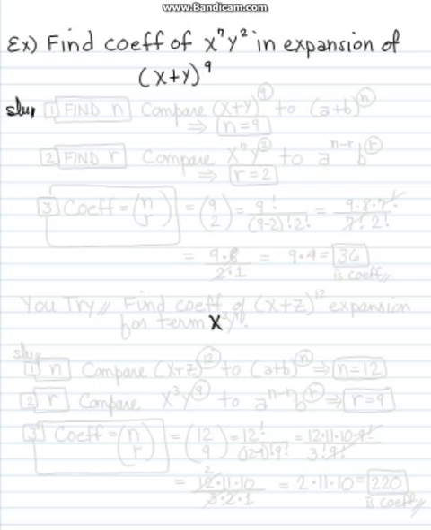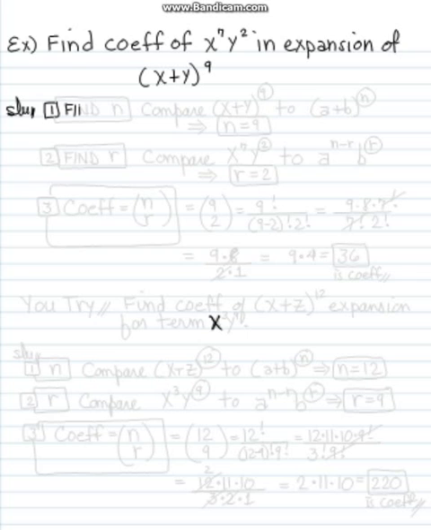Okay, now we're going to find the coefficient in front of the term that has x to the 7th times y to the 2nd in the expansion of the binomial (x plus y) raised to the 9th power. Now we need to find some pieces for this in order to use the n choose r formula. So the first thing we need to locate is the value of n.